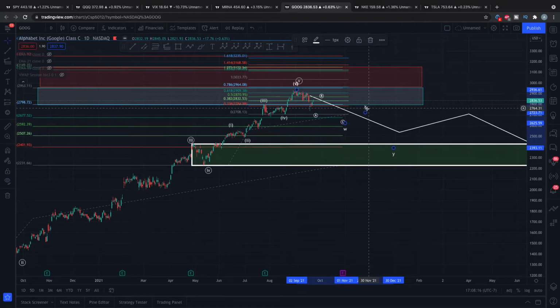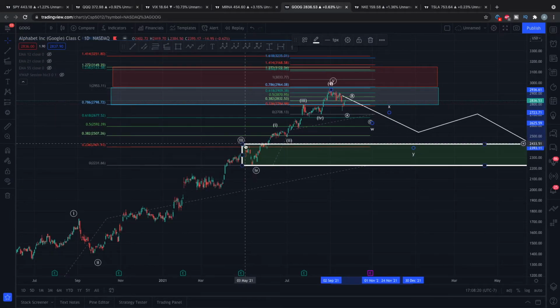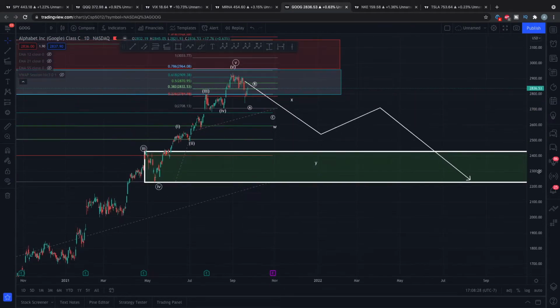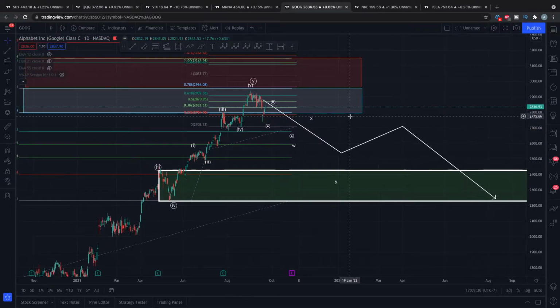and then we'll have an X wave up, and then we'll have a Y, and that would bring the stock for sure down to these support levels here, right around maybe 2,200 to 2,400. Anywhere here seems like a good buy area for the stock after we correct. But I do feel pretty bearish about the stock.